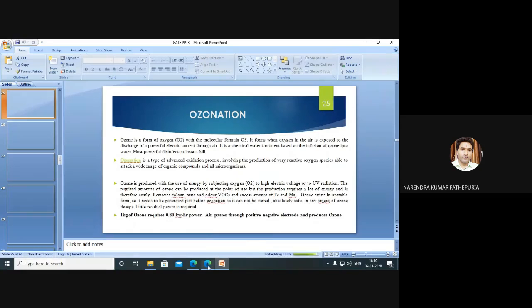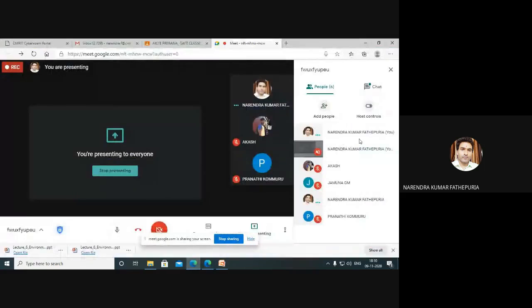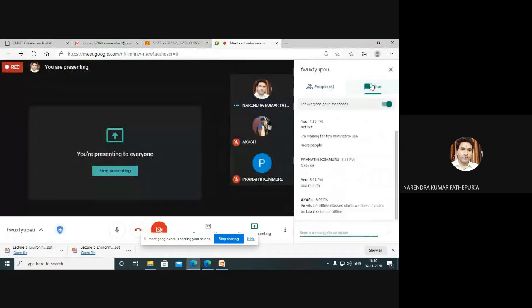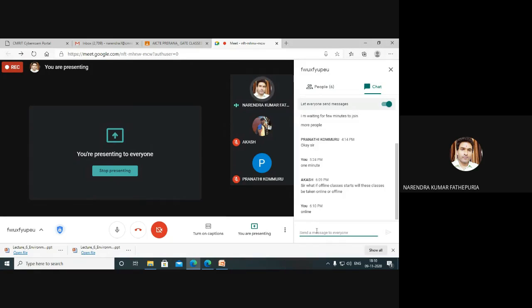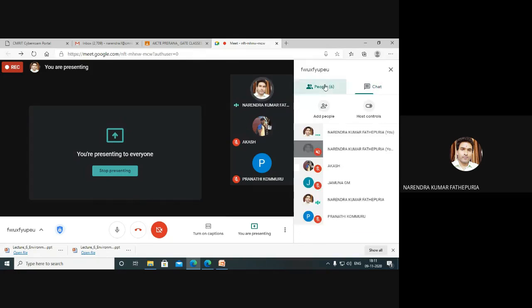Somebody is asking something. It will be online only. These classes are only in online mode, because this data we are going to send to AICTE and the government portal. We are going to submit it, and these people are using these details. So that's why it is required.